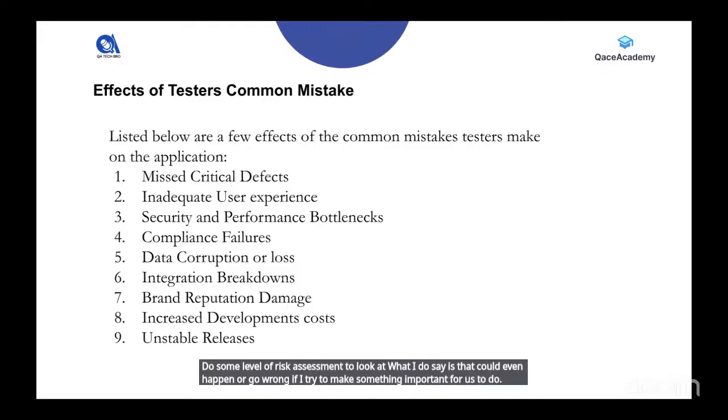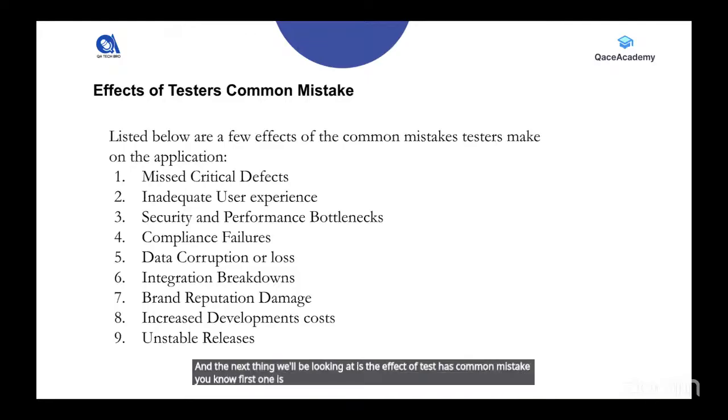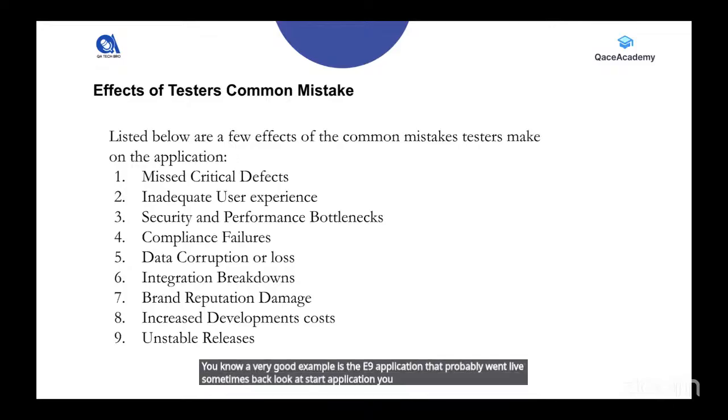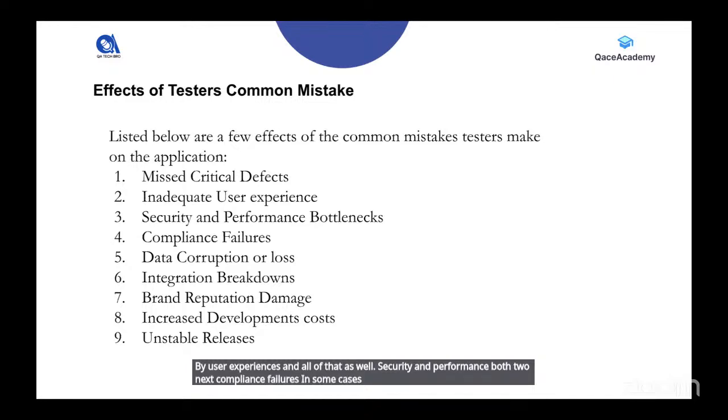And the next thing we'll be looking at is the effect of testers' common mistakes. First one is we miss critical defects. Because by virtue of probably missing a test step or something, you miss a critical defect, probably a performance defect. A very good example here is the e-Naira application that went live some time back. Look at that application. As effective and as good as it would have been, at some point it had to be pulled down because of bad user experiences and all of that as well. Security and performance bottlenecks, compliance failures, in some cases corruption or loss as well.